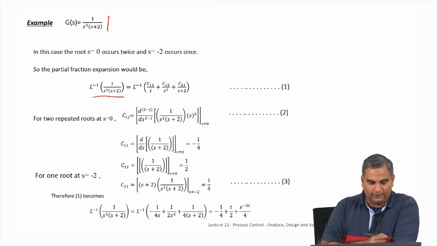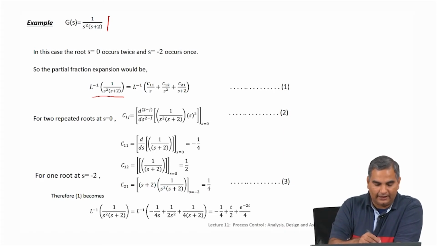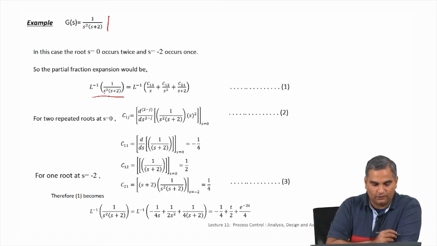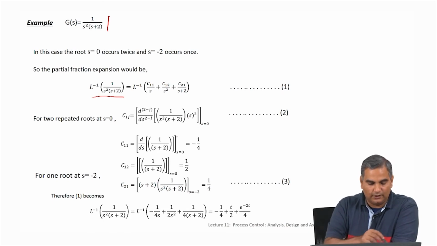Now, for the repeated roots C1j, we said d k minus j, in this case since s equal to 0 repeats twice, that k1 is 2. So, d 2 minus j, ds 2 minus j, this is gs times s minus pi to the power ki. So, this is s minus 0 and it is repeating twice, so s squared. So, I am going to say 1 by s squared times s plus 2 times s squared, and differential of this and set s equal to 0, it should give you the 2 roots. So, this is what we have.